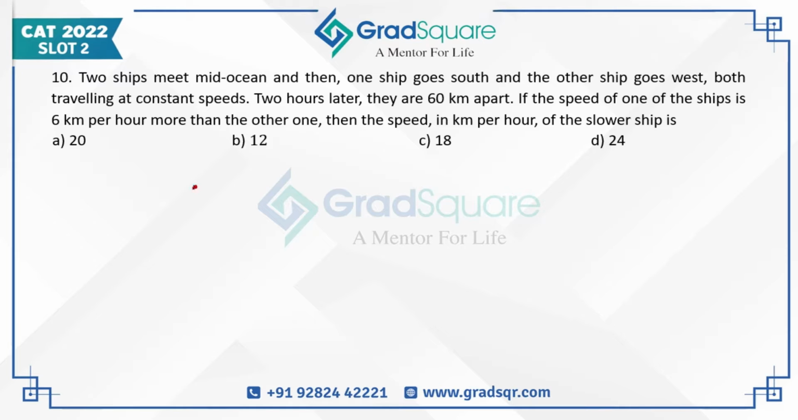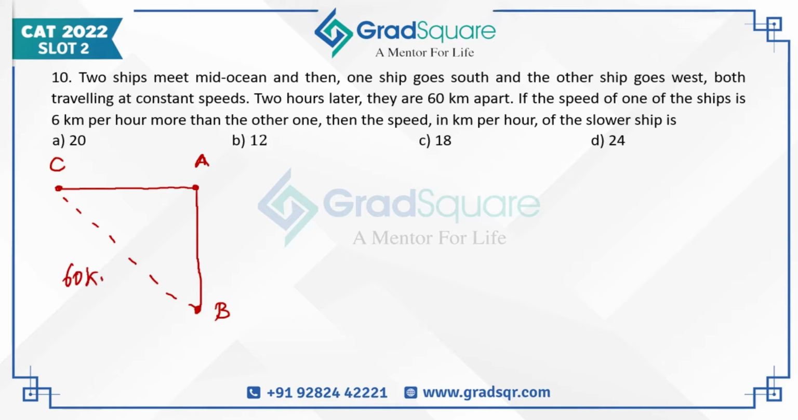Now I am going to take the meeting point of these two ships as A. One ship is going to travel in the west direction, another ship is going to travel in the south direction, and both are going to travel for 2 hours. Now after 2 hours, one of the ships will be here and the other ship will be here. I'm going to take these 2 points as B and C, and the distance between these 2 points is given in the question as 60 km.